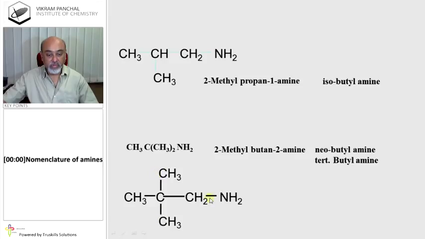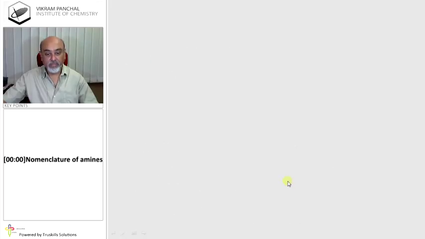CH3C(CH3)2CH2NH2. Here, functional group is at the end. Second carbon from opposite end has 2-methyl group. So this is neo. And there are 5 carbons, it is neopentyl. IUPAC name 2,2-dimethyl propane 1-amine or neopentyl amine.